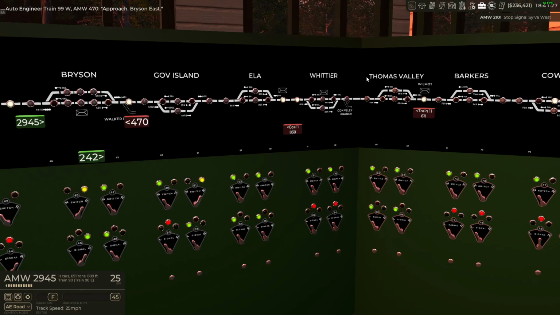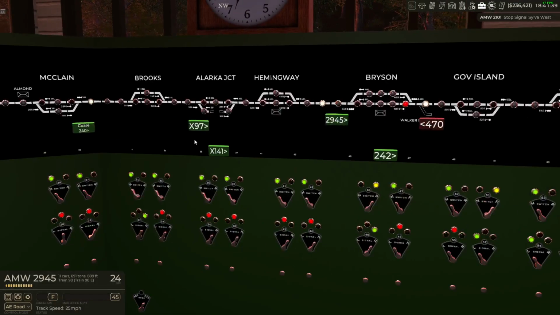So again, it comes back to knowing your territory and why it's great when dispatchers are people who came up on the railroad and got to see it.